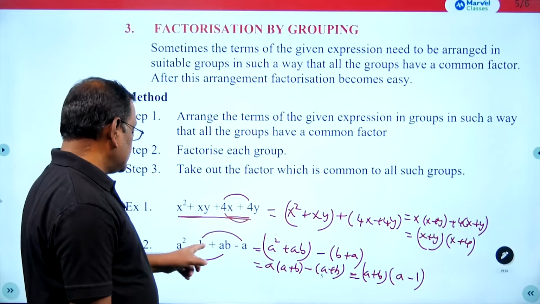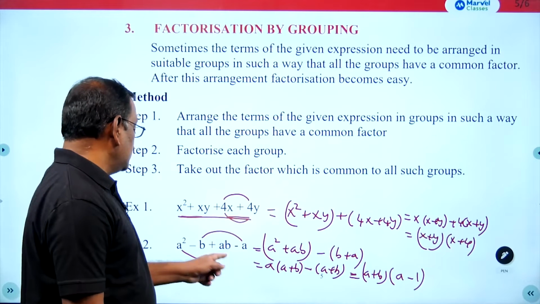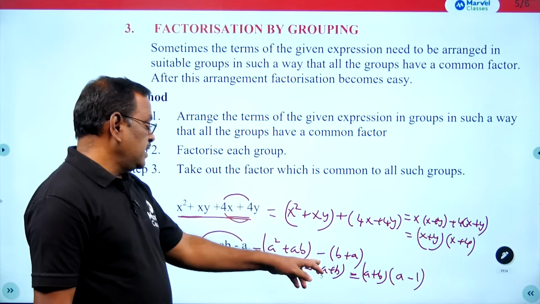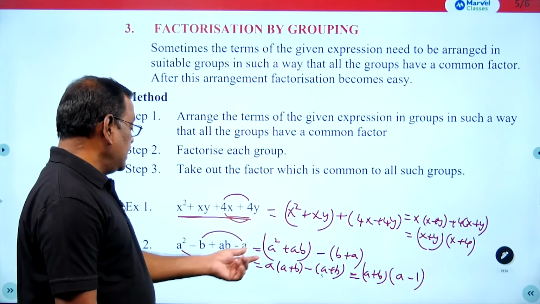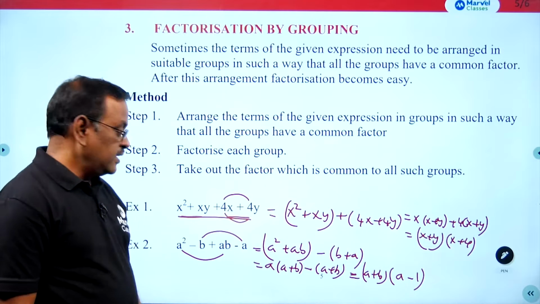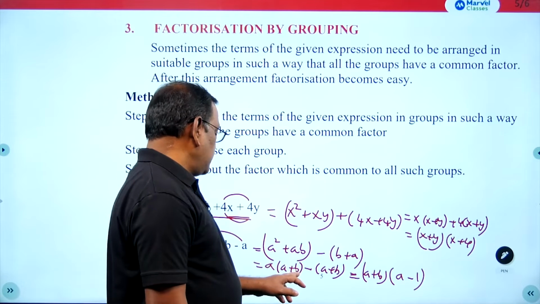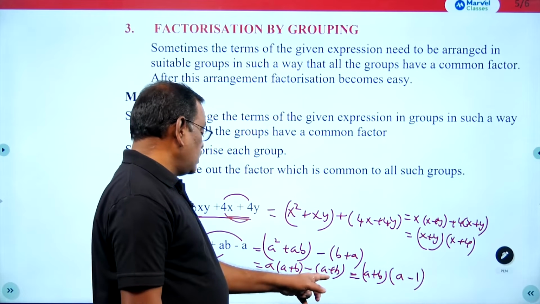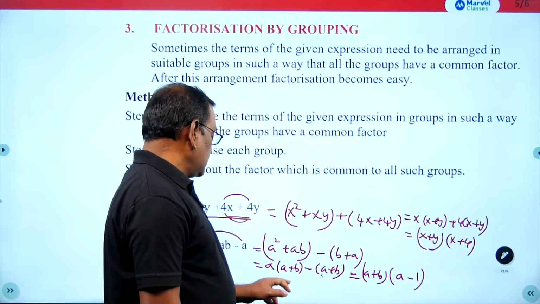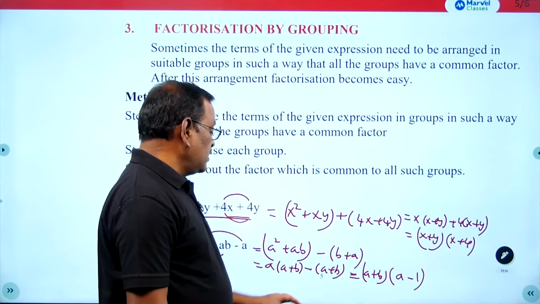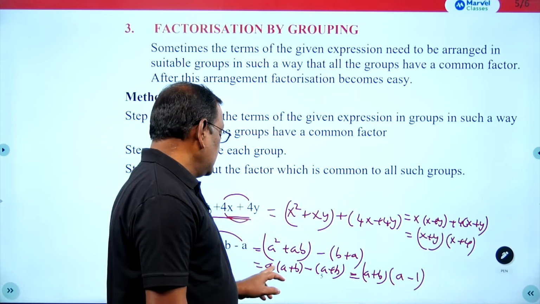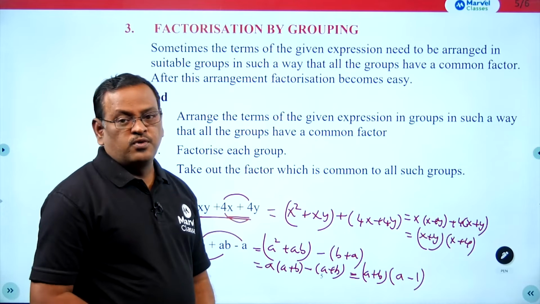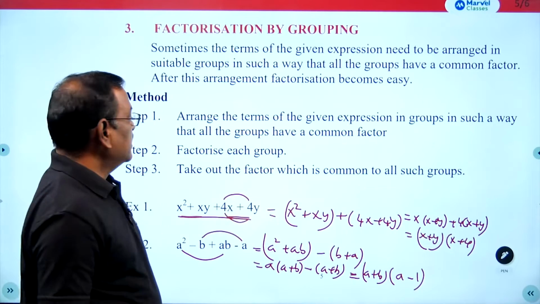So first group: first and third term, second and fourth term. First and third term A square plus AB, and second and fourth term, minus sign is there, minus of B plus A. Again in the first group you can take A outside and the remaining terms are A plus B, and the second term rewrite in reverse order. In the whole expression, the binomial common factor is A plus B. Taking out A plus B, the remaining terms are A minus 1. This is one of the very good examples for method of grouping and taking out binomial common factor.